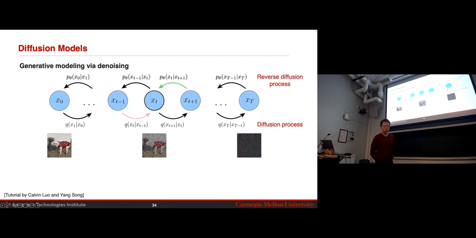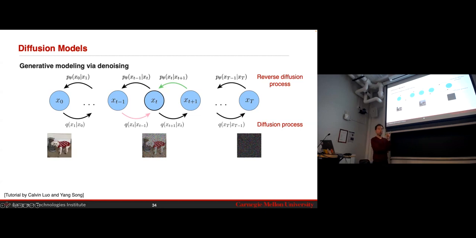And if adding noise incrementally is easy, then ideally removing a little bit of noise at every step should also be easy, right? Leveraging work on denoising models. So I'm also going to train a model that tries to slowly remove noise from noisier versions of my data. That's called the reverse diffusion process.